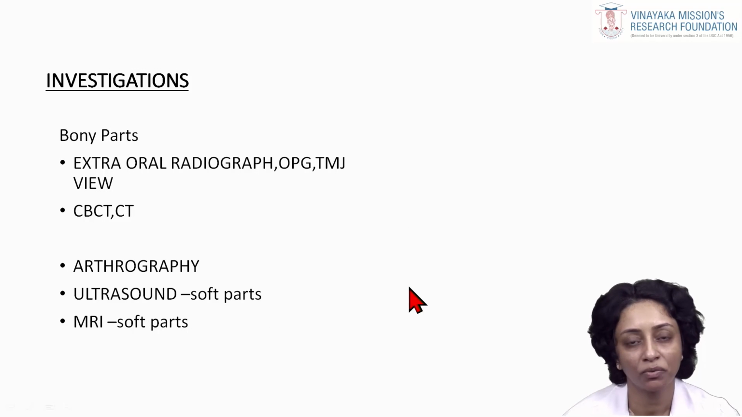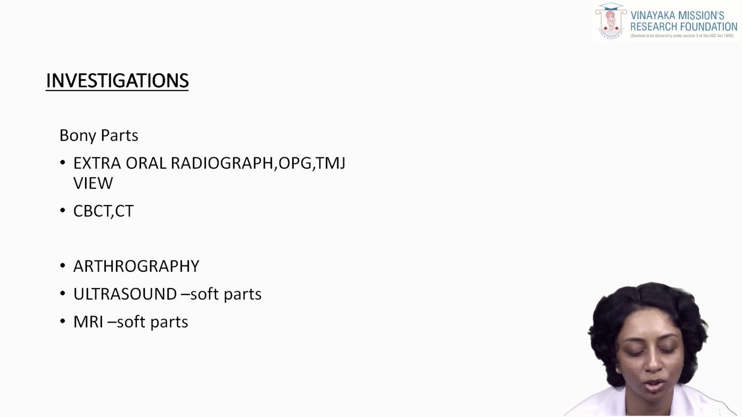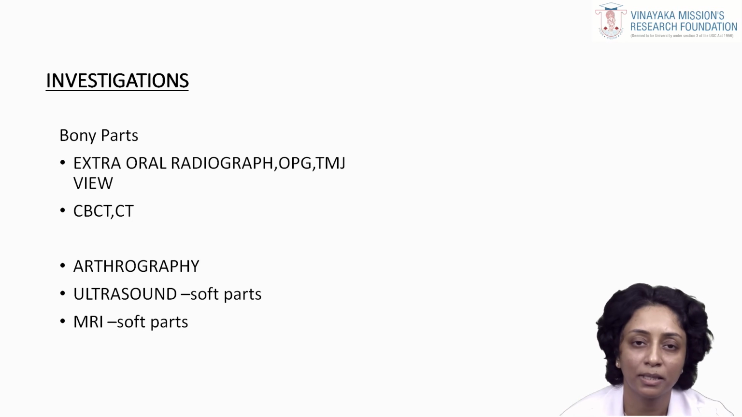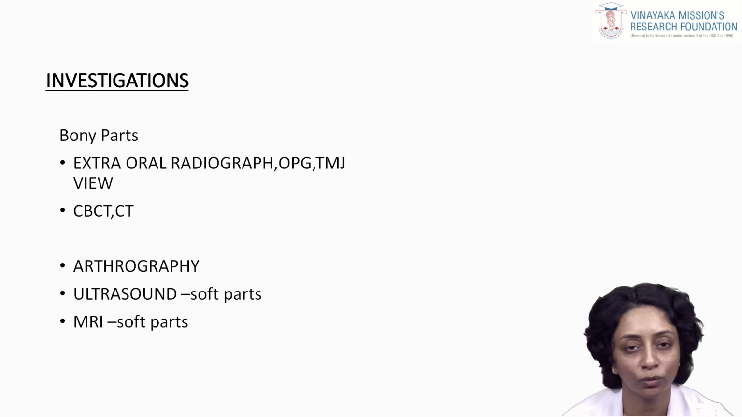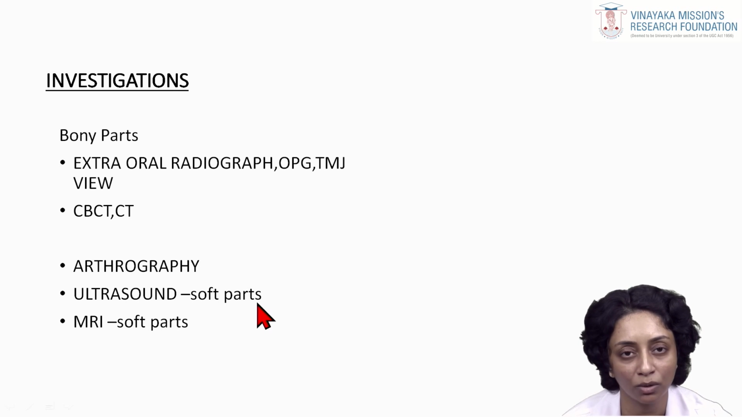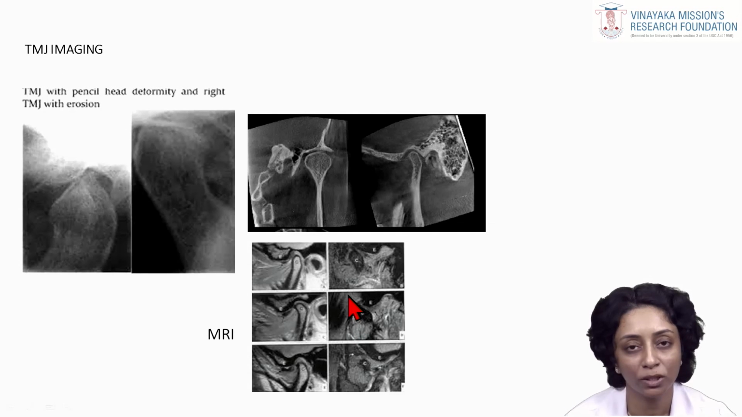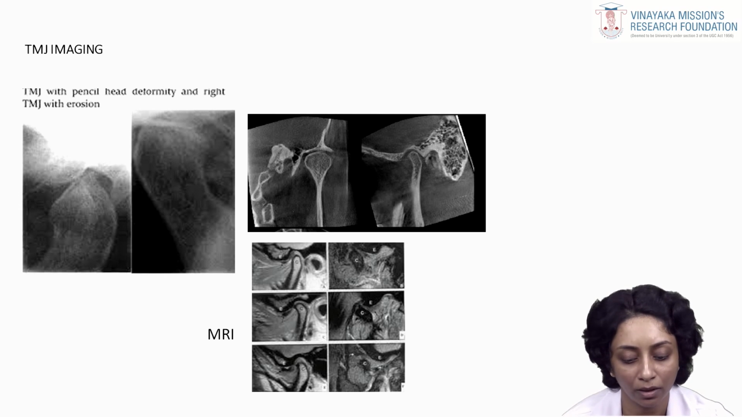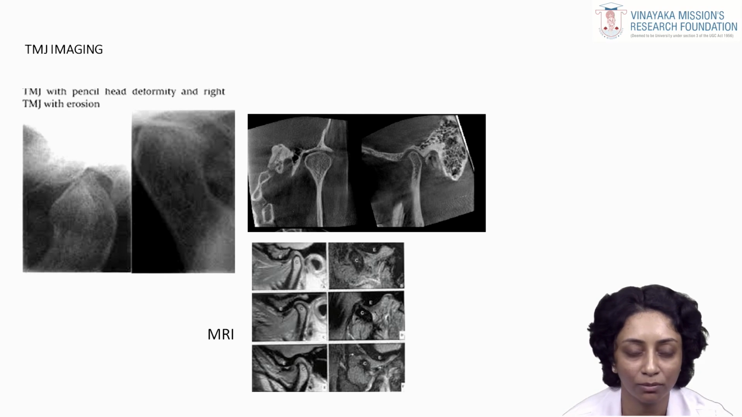So what are the investigations we can do to know the TMJ disorders? For the bony parts to be visualized, we take extraoral radiographs such as transcranial, transpharyngeal and transmaxillary views, then OPG, under which you can get TMJ coronal views. Then we can go for CBCT and CT analysis to visualize the bony parts of the TMJ. For visualizing the soft parts, we can go for arthrography, ultrasound or MRI. These are some of the pictures showing how the radiographs appear in case of TMJ disorders.